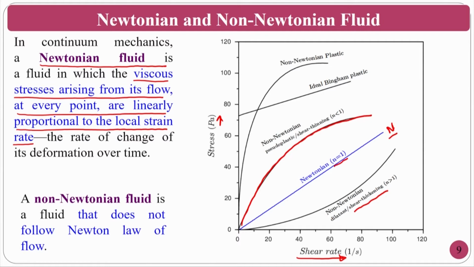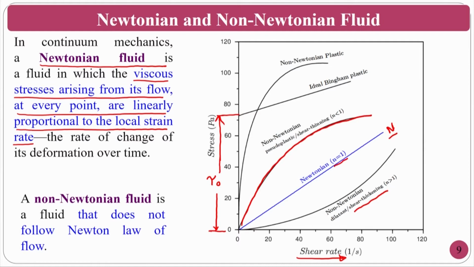Another one is called the ideal Bingham plastic fluid, and another is the non-Newtonian plastic fluid. If you see here, up to a certain stress, there is no change in the shear rate. This is called tau naught, the minimum shear stress. Later on it will act as a Newtonian fluid.